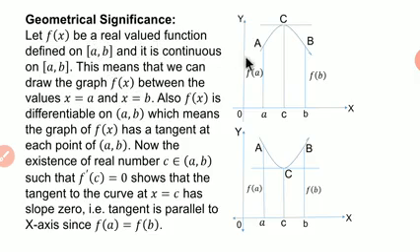Let f of x be a real valued function defined on closed interval a to b, and it is continuous on closed interval a to b. This means that we can draw the graph of f of x between the values x is equal to a and x is equal to b. Also, f of x is differentiable on open interval a to b. That means the graph of f of x has a tangent at each point of open interval a to b.